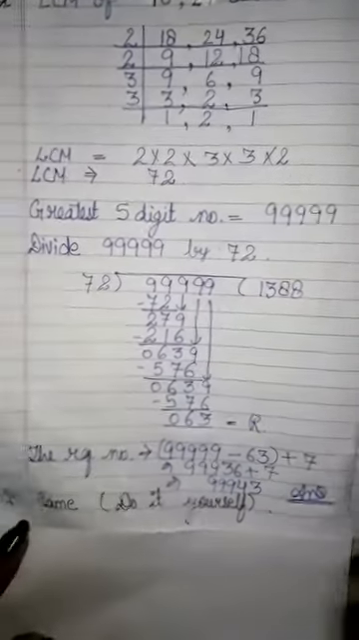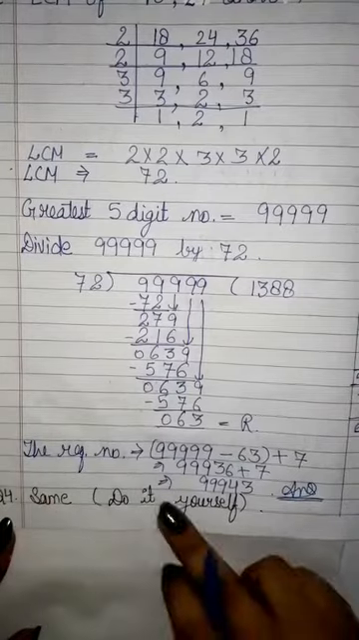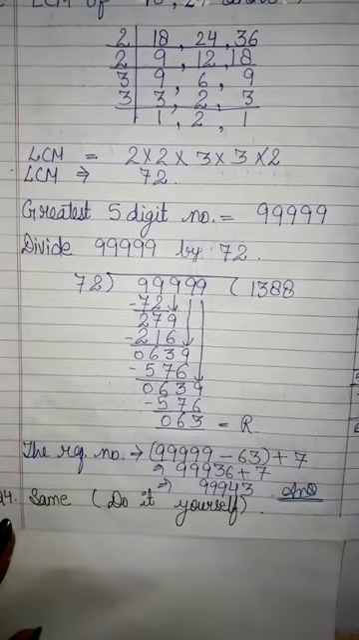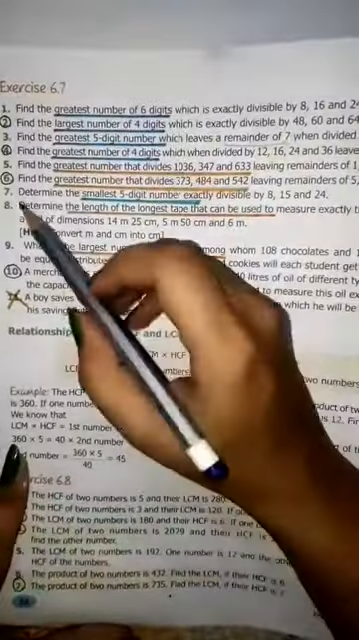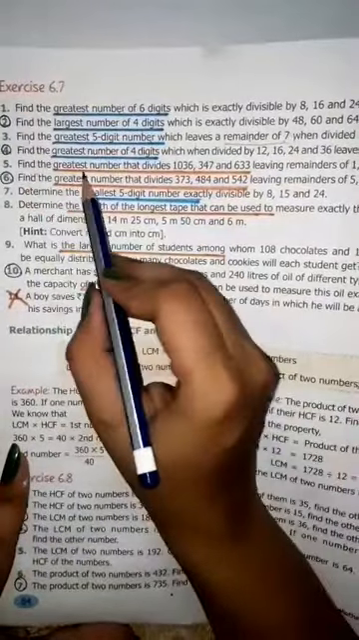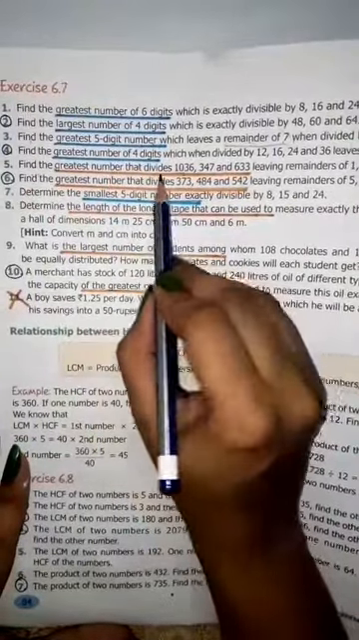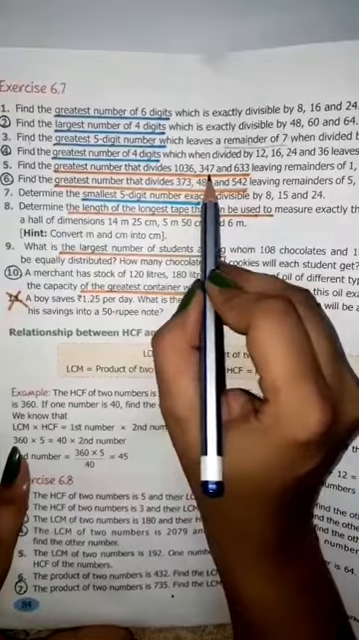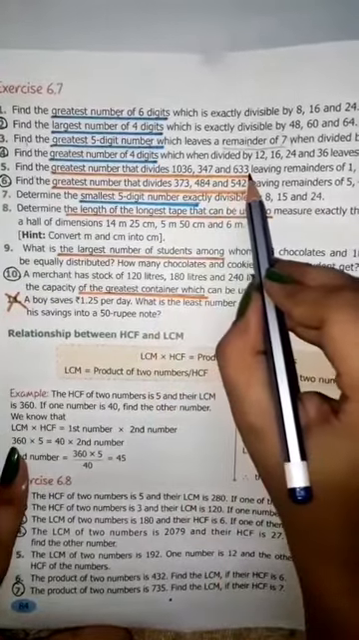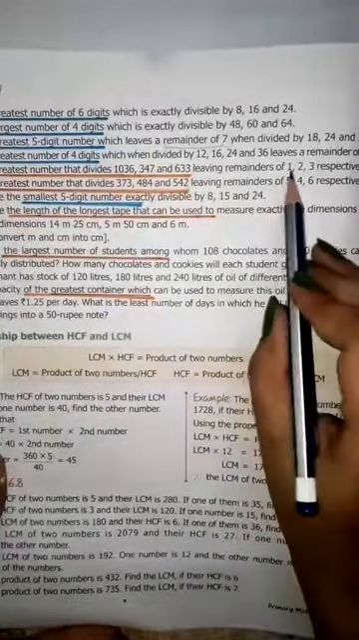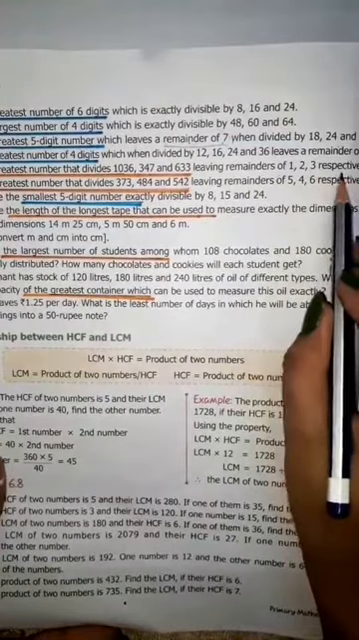So children, now question number 4 is same. You will be doing yourself. Now see question 5 children. Find the greatest number that divides 1036, 347, 633, leaving the remainders 1, 2, 3 respectively.